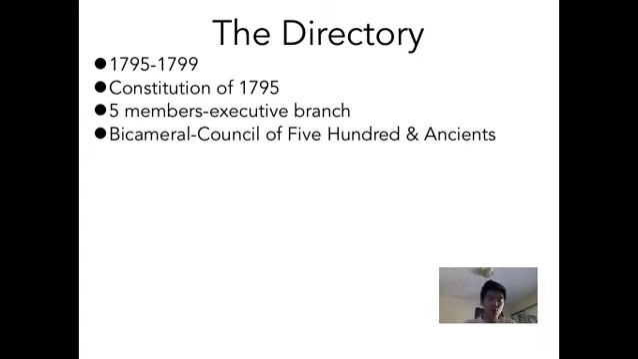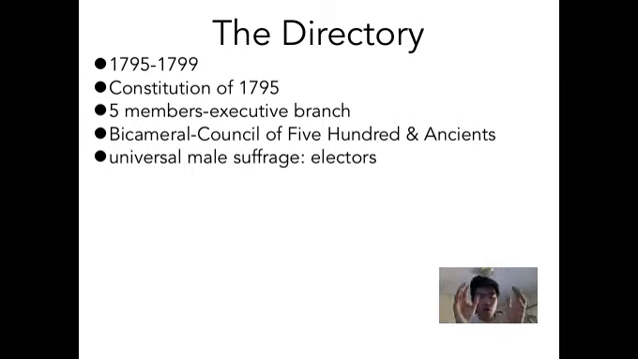And the thing is that through the Constitution of 1795, all males are given the right to vote. The problem is, what are they voting for? They're not voting for actual specific laws. They're not voting for one certain leader, but they just vote for the electors. So certain electors are going to be part of the different councils, and basically what ends up happening is that the middle class is going to be in control of the government.